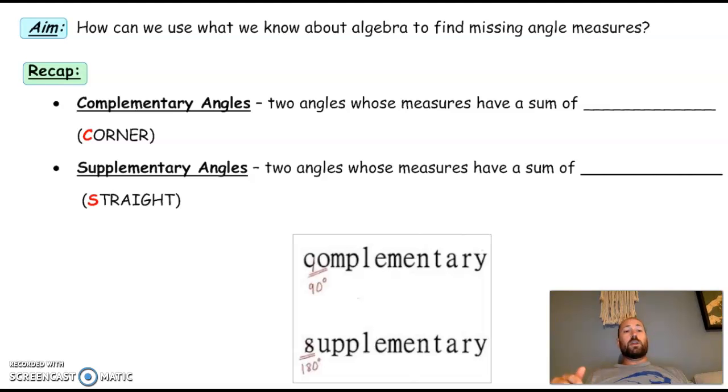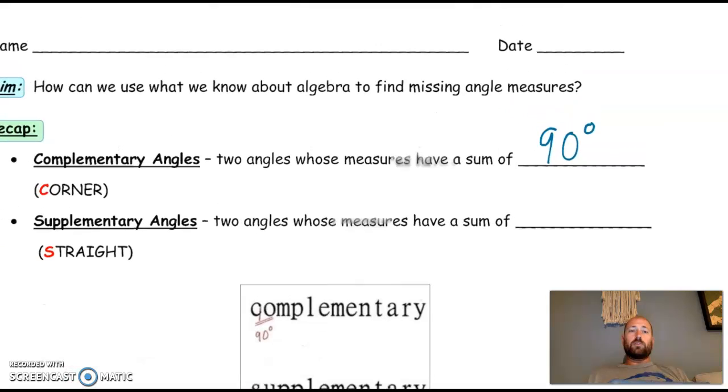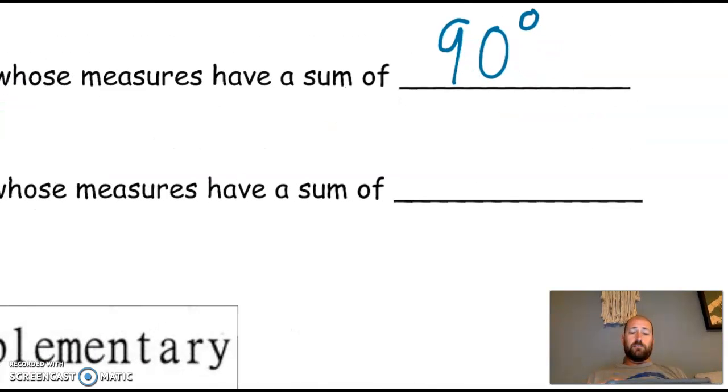So here we go with angles. Just to recap, dealing with angle relationships, complementary, with a C, angles have a sum of 90 degrees. So two angles, add them together. 45 plus 45 is 90. 30 plus 60 is 90. 20 plus 20 plus 50 is 90. Can be two or more. Two angles are supplementary if they have a sum of 180 degrees. Those are two angle measurements.